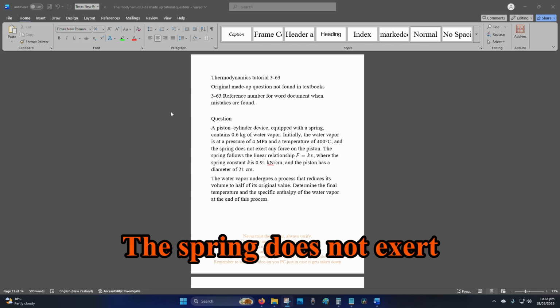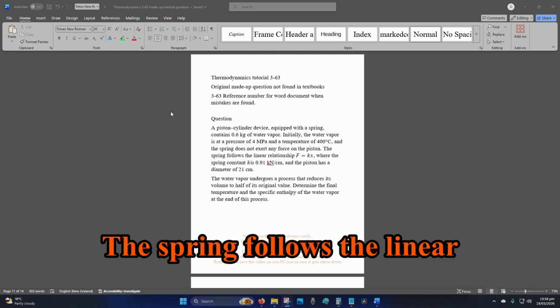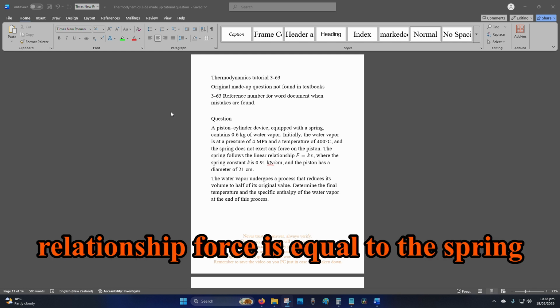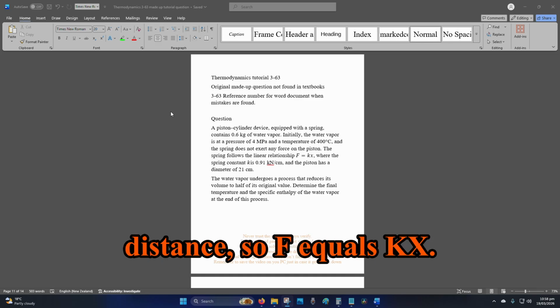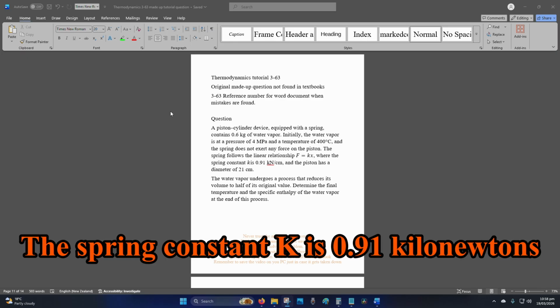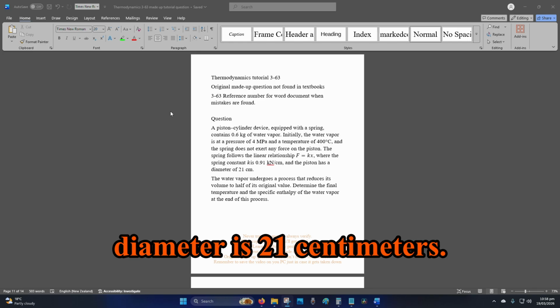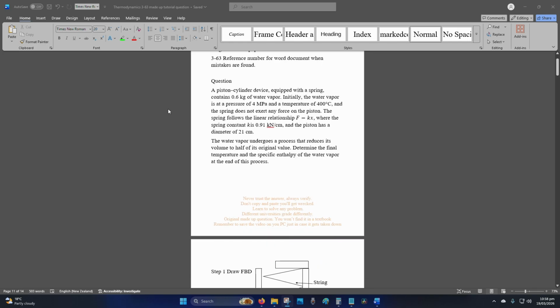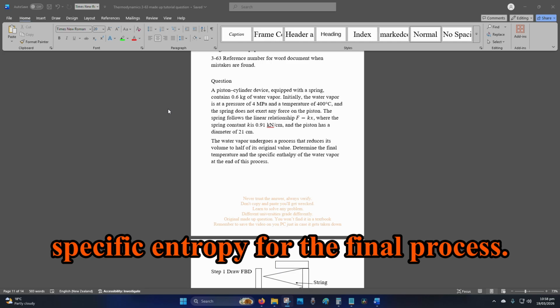The spring does not exert any force on the piston. The spring follows the linear relationship force equals the spring constant multiplied by distance, so F equals kx. The spring constant k is 0.91 kilonewtons per centimeter. The piston diameter is 21 centimeters. Find the final temperature and find the specific enthalpy for the final process.